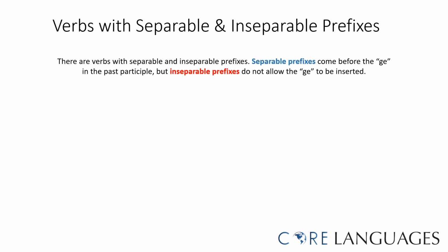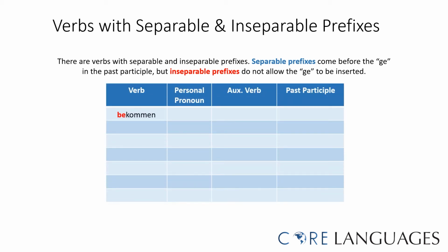When forming the past participle, we need to remember that separable and inseparable prefix verbs form their past participle differently. Separable prefixes come before ge in the past participle, but inseparable prefixes do not allow ge at all. Here are some examples. Bekommen. The past participle of bekommen is bekommen. Bekommen is an inseparable prefix, so no ge is used. Einwandern is a separable prefix verb. Einwandern is to immigrate. Du warst eingewandert. The ge is placed between the separable prefix and the stem.